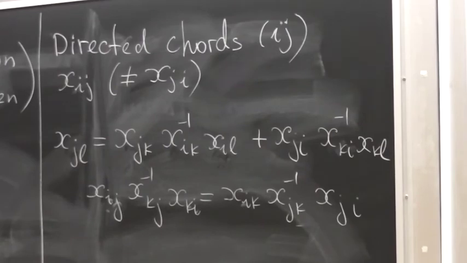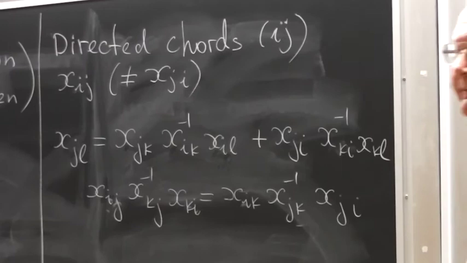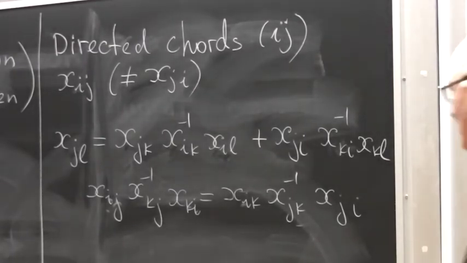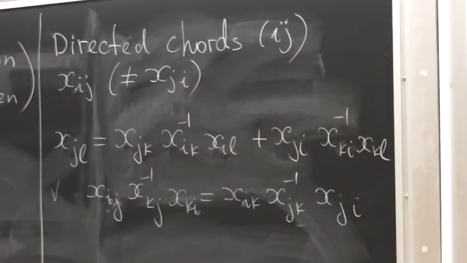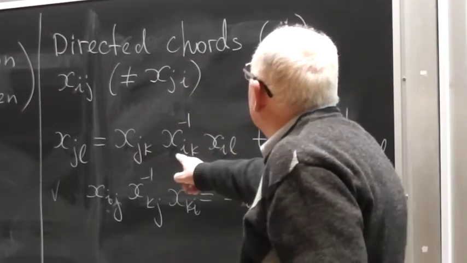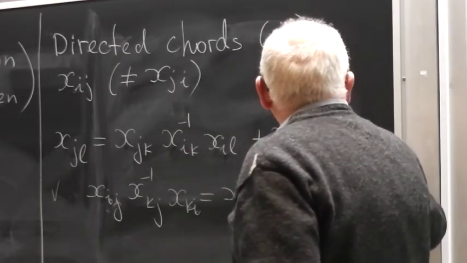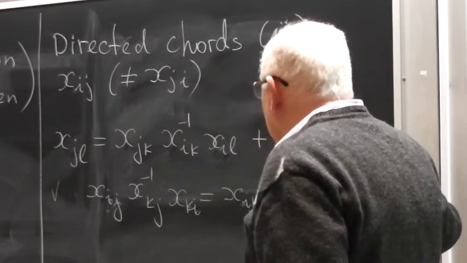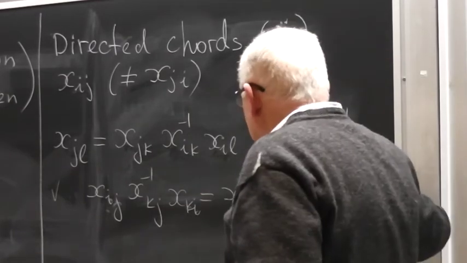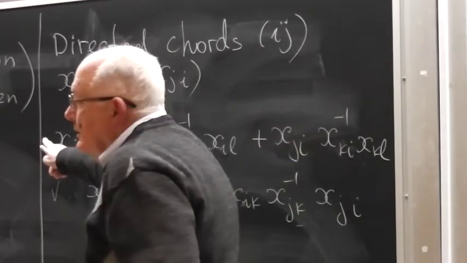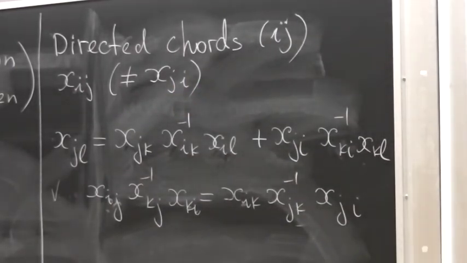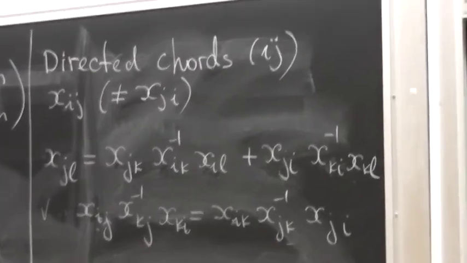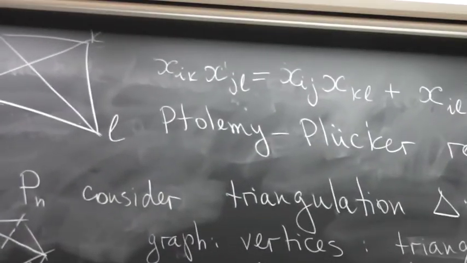Now let's try to analyze it. First of all, in the commutative case, this relation is just empty. If you identify, say, ik with ki, and if this commutes, then you can move x_ik to the left part, and you have exactly this relation.